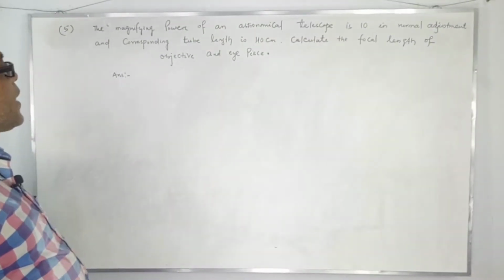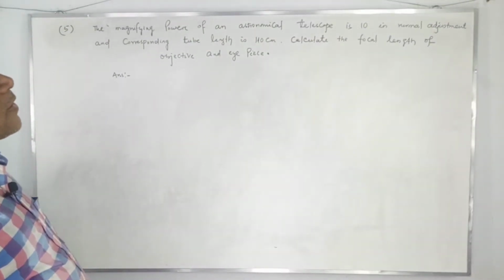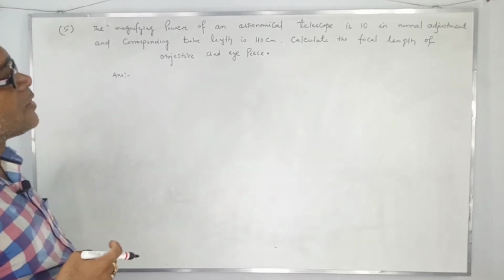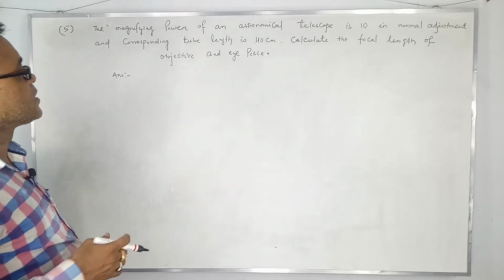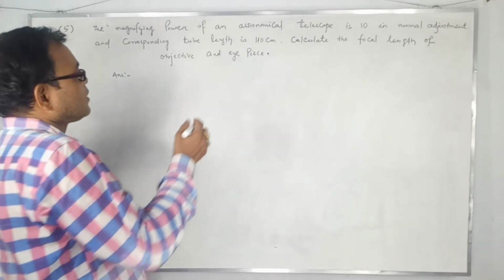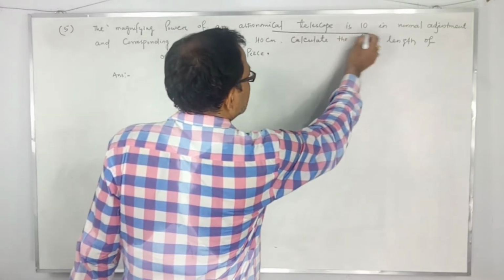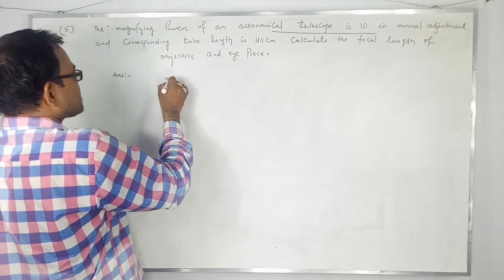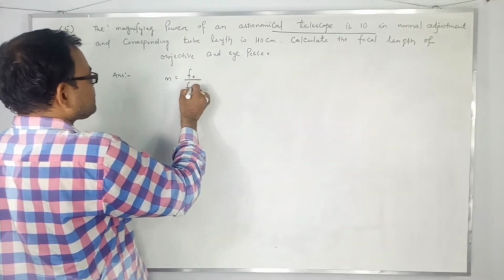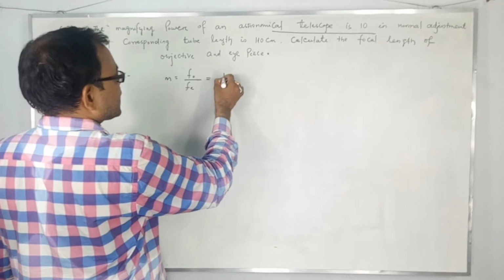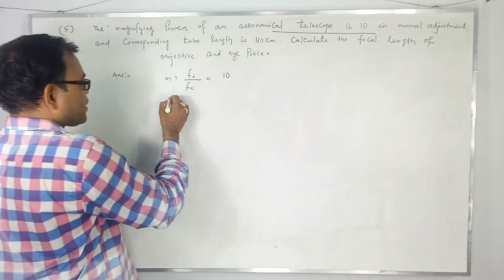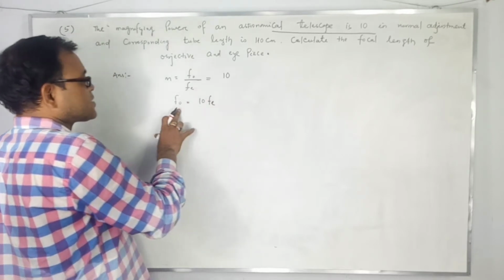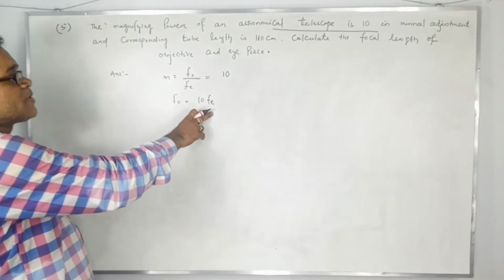Next question. The magnifying power of an astronomical telescope is 10 in normal adjustment and corresponding tube length is 110 cm. Calculate the focal length of objective and eyepiece. In this question, it is given magnifying power of the astronomical telescope. In normal adjustment, the magnification M is equal to F0 by Fe. So this one is given 10. So F0 is equal to 10 Fe. Focal length of objective is equal to 10 into focal length of eyepiece.